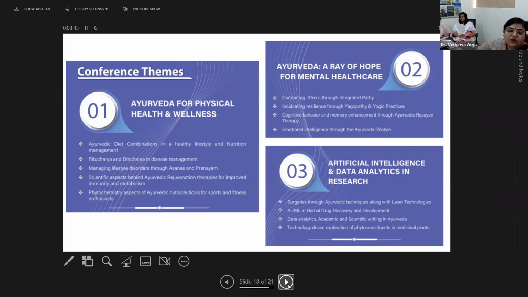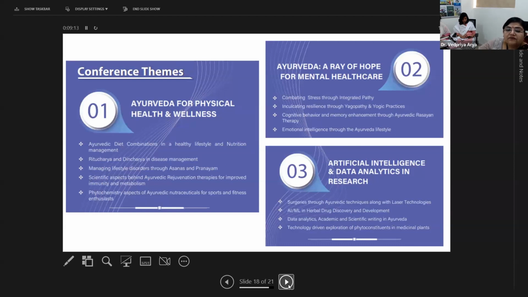So dear participants, I would like to make it clear: the first theme is dedicated to the integrated pathy, or holistic approach, of the traditional medicinal systems. We believe that naturopathy, Ayurveda, yoga, homeopathy, Unani, as well as acupressure, acupuncture, and, very important, diet therapy, are a boon for the mitigation of any sort of disease.